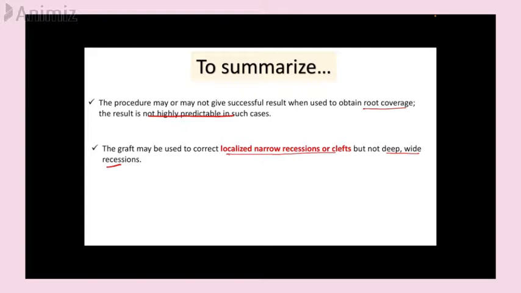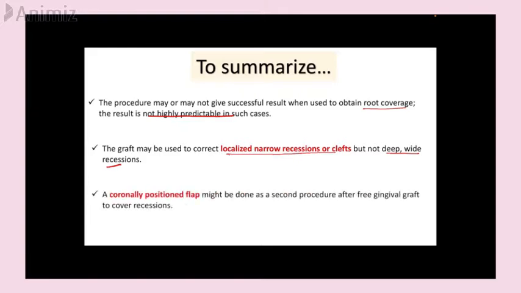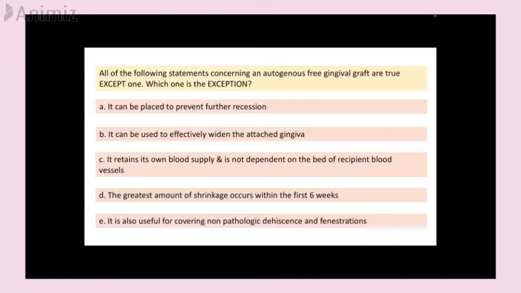Another important point to remember is that a coronally positioned flap might be done as a second procedure after the free gingival graft to cover the recession. So after our discussion, the incorrect statement is that it will retain its own blood supply and is not dependent on the bed of recipient blood vessels.